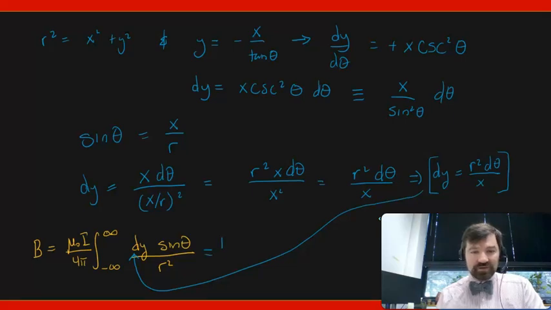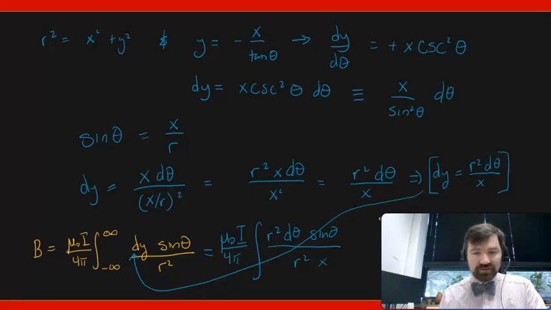So this term right here becomes mu naught I over 4 pi, and we're going to have to figure out our limits of integration because we're getting rid of the y's, so now we need to know what it is in terms of theta. We'll do that in a second, but some of you may be able to figure it out before I even tell you this. You have an r squared, you have a d theta, you have a sine theta, and then that's over r squared times x. And so the two r squared terms can cancel each other.